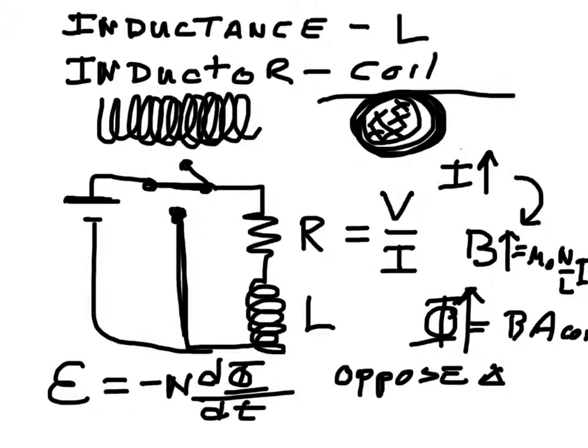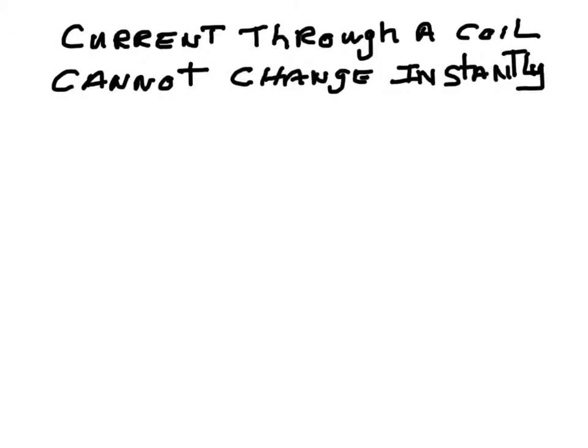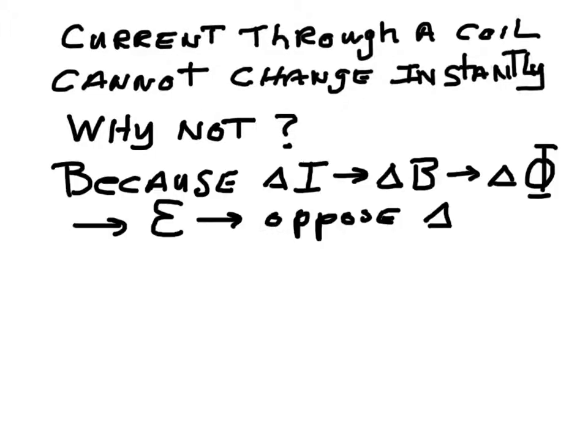So let's see what that means. Keep in mind this statement: current through a coil cannot change instantaneously. Why not? There's the answer. Make sure you understand it. The rising current will cause a rising or falling field. The rising or falling flux induces an EMF which is going to oppose whatever the change is that's causing the rise and the fall of current.